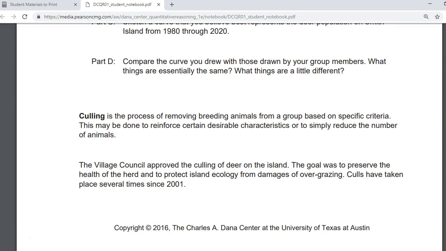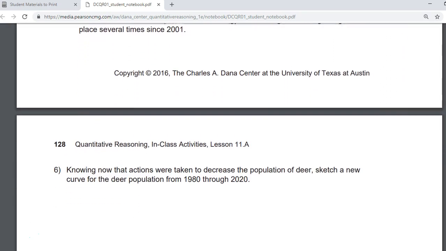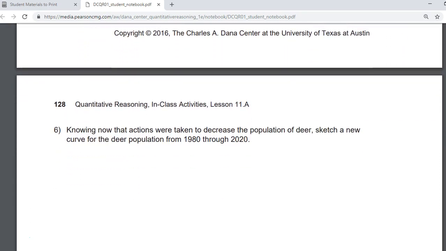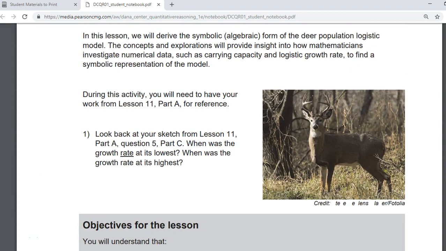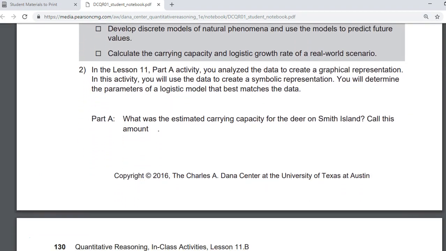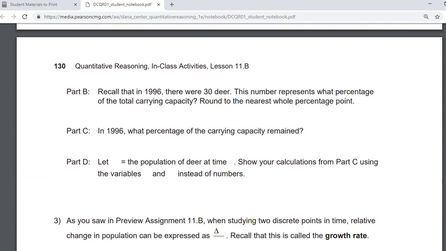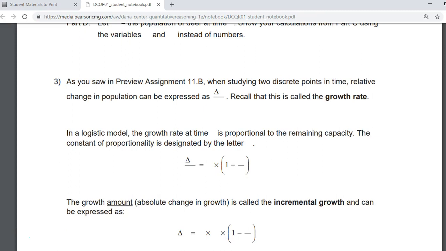And in class, we did talk about culling, and that's how we would go below the line of the carrying capacity, but then when it wasn't culling season, then we'd go back above the line. We did a whole lot of talking about the logistic curve. We also included talking about the deer. In other words, where's that island? Here's the island. So we talked about the growth rate here in this lesson.